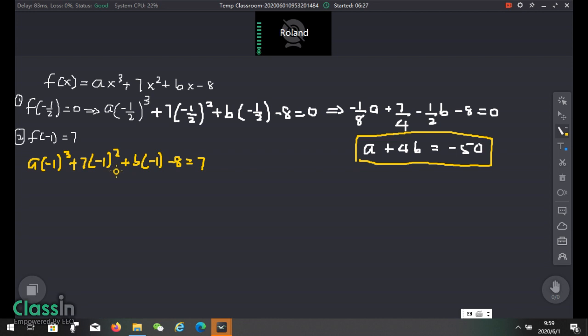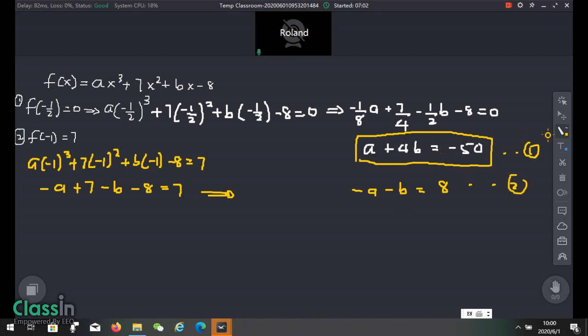If we simplify this expression, this is a times negative 1 cubed. Negative 1 cubed is negative 1, so we have negative a. 7 times negative 1 squared gives positive 7, minus b, minus 8 equals 7. So clearly, if we simplify this expression, we can get negative a minus b equals 8 as the second equation. So we have this equation and this equation. We can solve for a and b here.